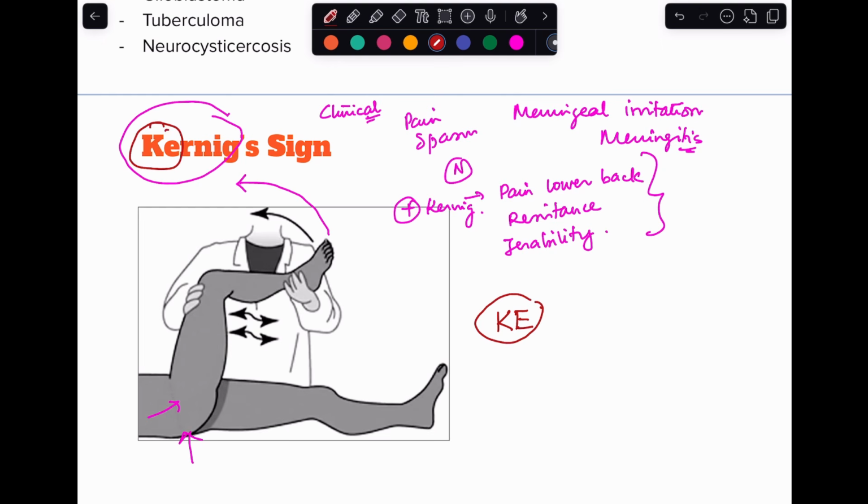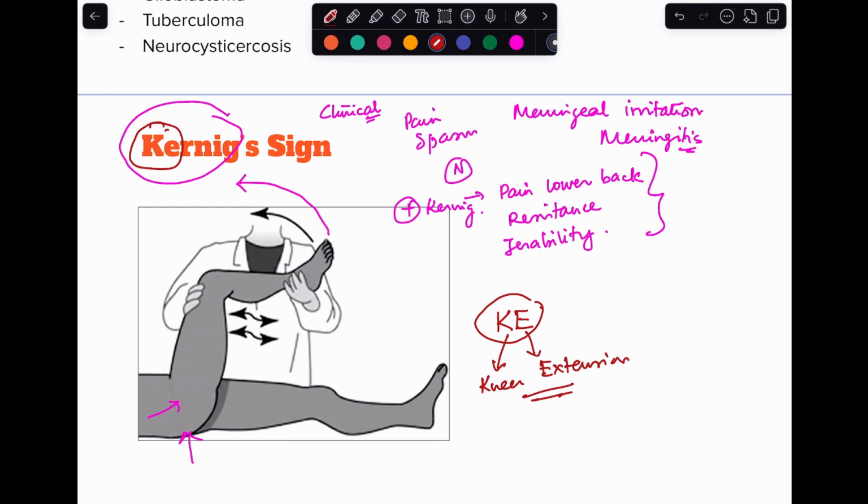So, KE is Kernig sign, meaning knee, K for knee, and E for extension. That means KE, knee extension is painful. So this is an easy mnemonic that you can use to remember what Kernig's sign is.